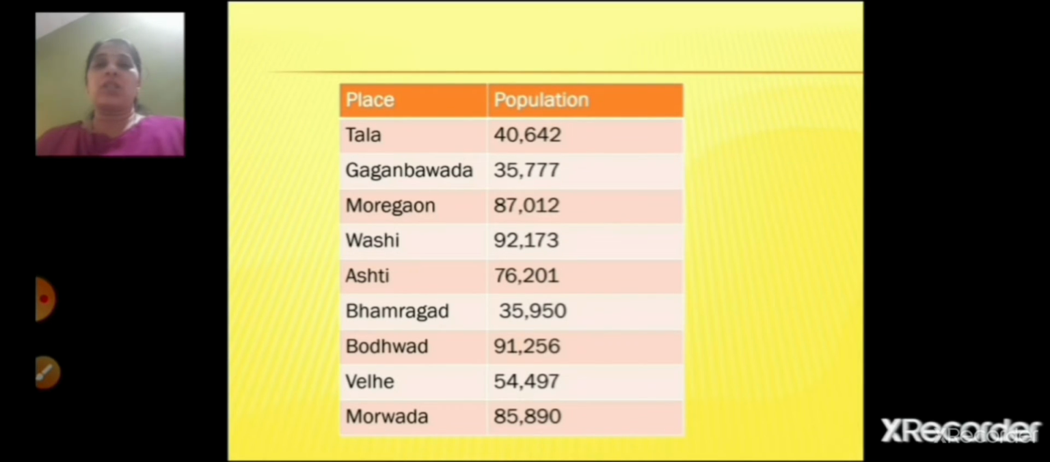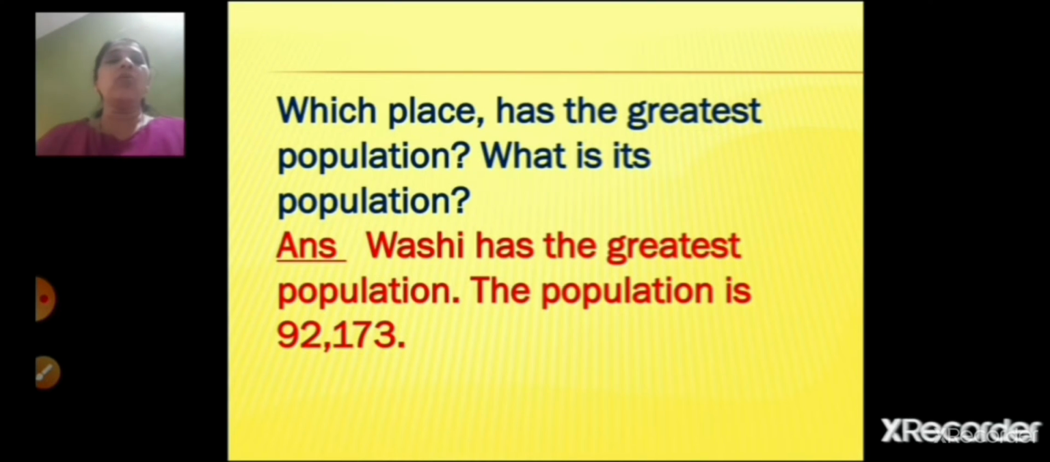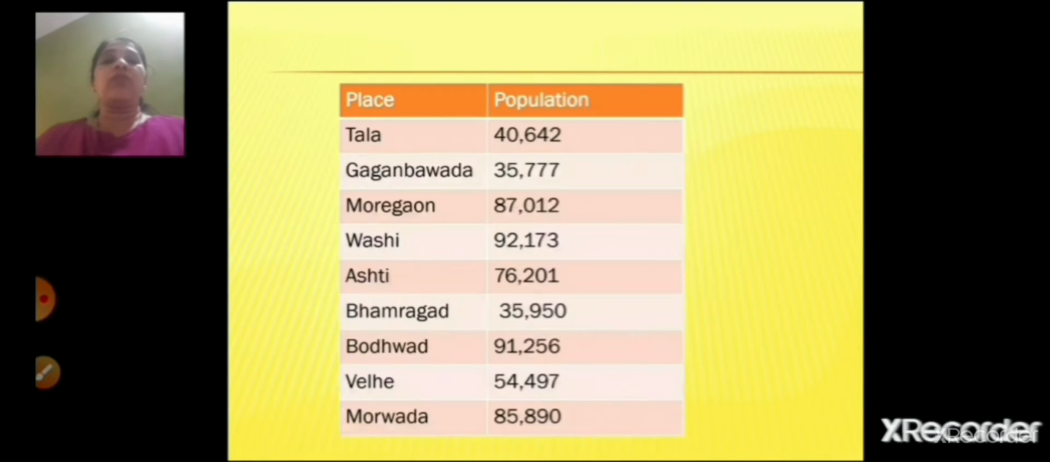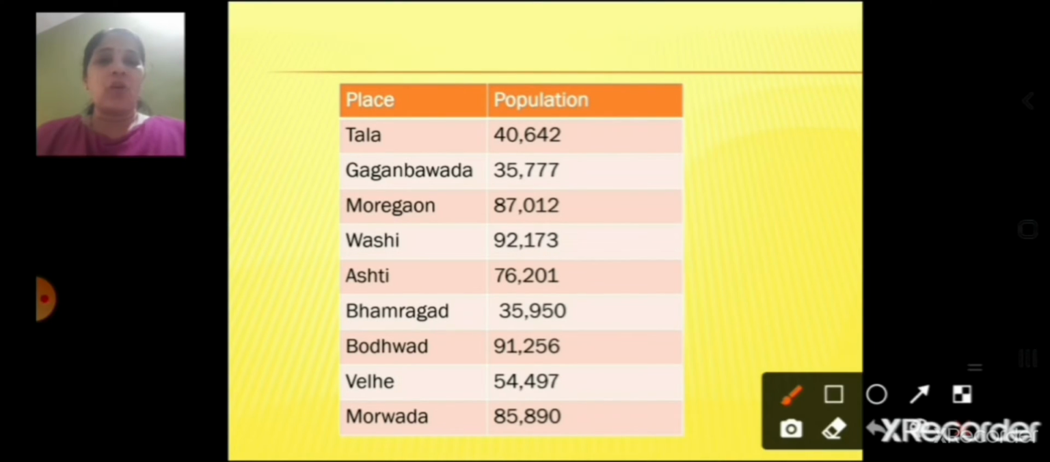Let's see what questions have been asked. Now, which place has the greatest population and what is its population? Right? So you have to find out from this table which place has got the greatest population and what is the number of that population. So children, here now let's have a look at the place and the population which is the greatest. Right? Now if you see the numbers, see here it is 40, 35, 87, 92, 76, 35, 91, 54 and 85. Right?